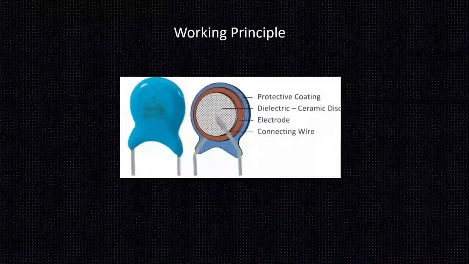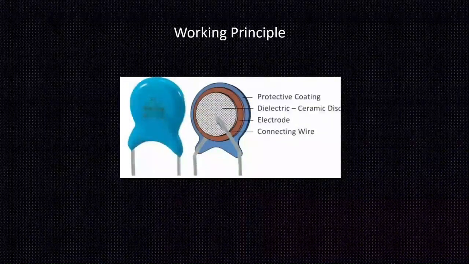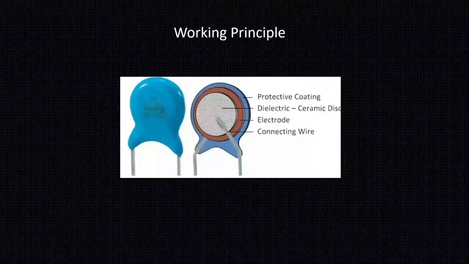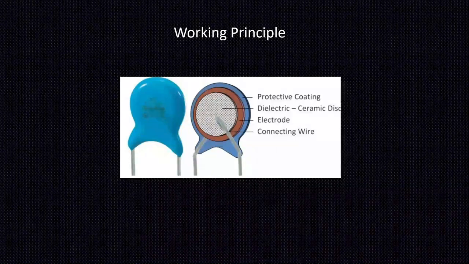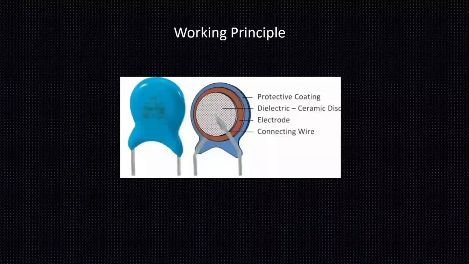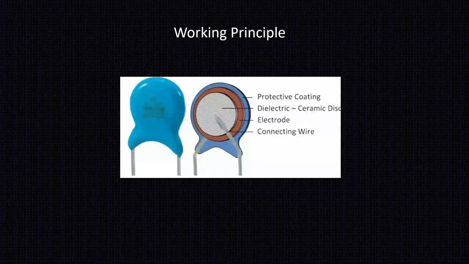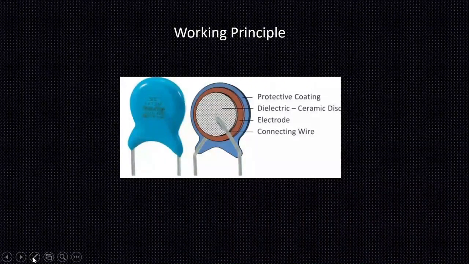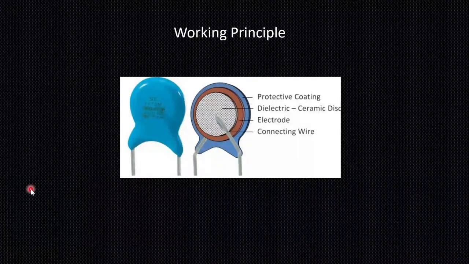Okay, now let's take a look at the working principle. So a capacitor is made up of two parallel plates separated by an insulating material called the dielectric. Over here, the dielectric is a ceramic disc, whereas it's different for different types of capacitors.